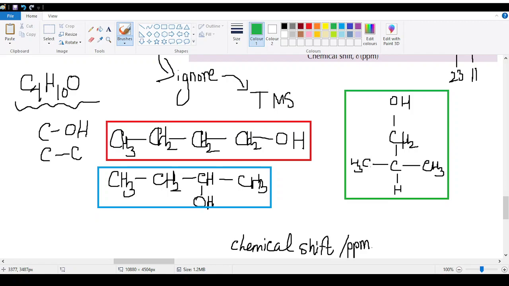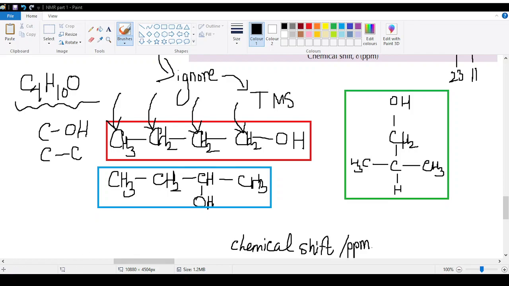Forget that. Consider the red structure. In the red structure, this carbon has a specific chemical environment. This one has another chemical environment. This one has another chemical environment, this carbon atom, and finally this carbon atom is another chemical environment. So there are 4 different carbon atoms, and they all contain different chemical environments.